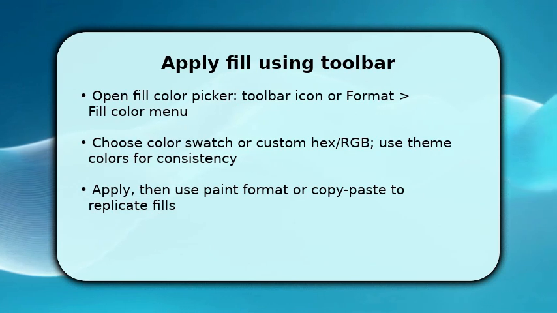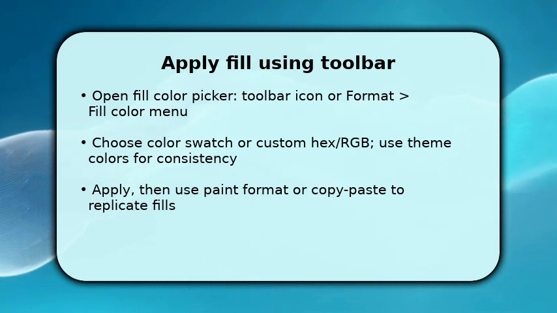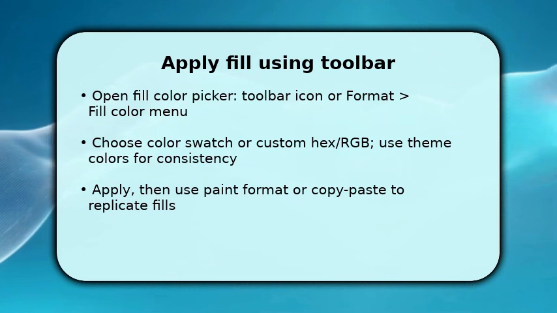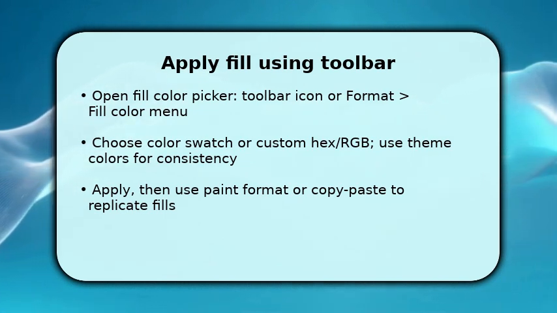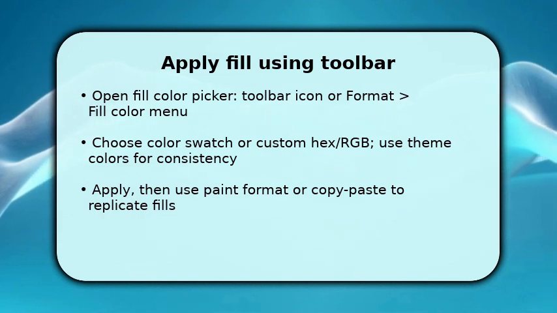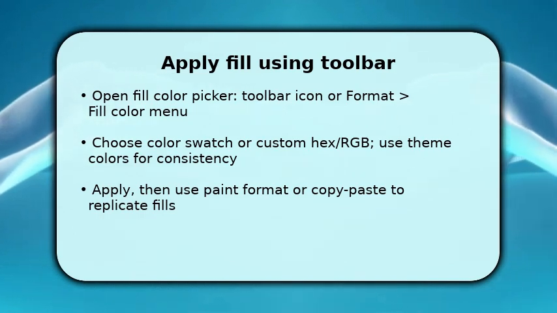an exact shade. After applying the fill to the selected cells, make sure to use the Paint Format tool or copy and paste the cell with the chosen fill to replicate it across other areas quickly. If alternating rows, use banding options or apply fills and patterns.